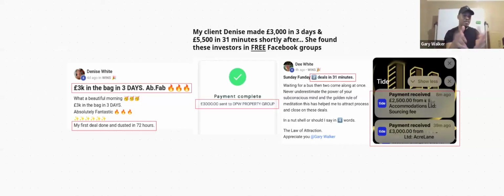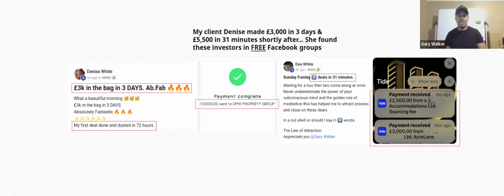The reason why I like to show the actual money being paid to these guys, just in case you're wondering, is because sometimes I get messages from people asking whether people are genuinely paying £3,000 for these deals, right? They don't believe it, I suppose. And that's because they're not doing it, they're not seeing it happen. But it's happening.